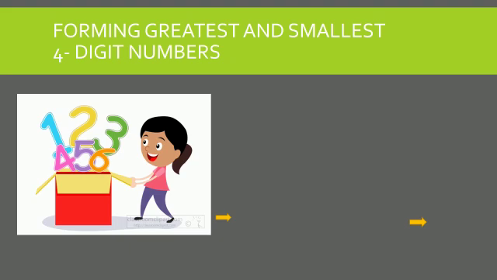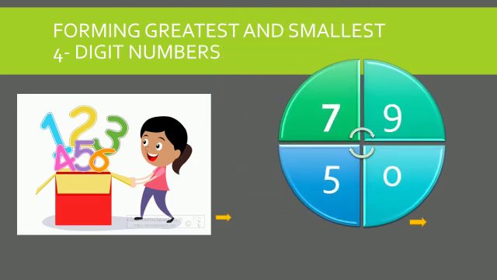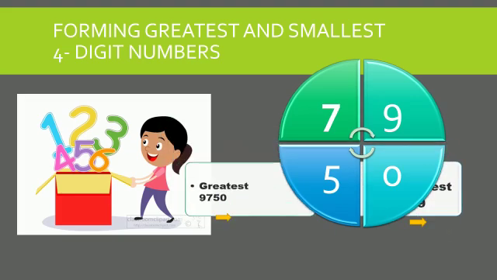Now we're going to learn how to form the greatest and smallest 4-digit numbers. Isn't it fun? Now let's take the digits given over here. They are 7, 9, 5 and 0. Now how do we form the greatest number? Can we recall? Yes. To form the greatest number, you need to arrange these digits from biggest to the smallest. So let's see which is the greatest number here. It's 9, followed by 7, followed by 5, followed by 0.